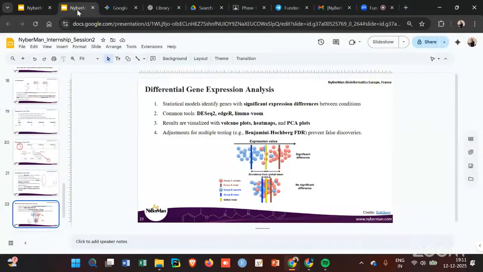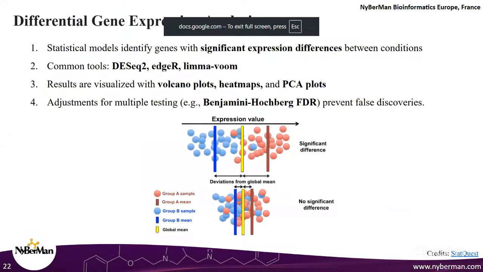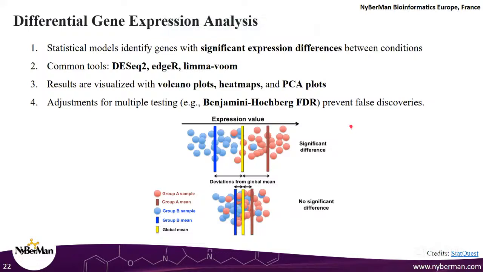So the next step is actually our differential gene expression analysis. Here, basically, what we do is we figure out which are the genes which are significantly different, right? So we try to figure out the group means. For example, if we have 3 samples of group A and 3 samples of group B, for each gene, we figure out a mean of group A and a mean for group B of that gene, and we try to figure out whether the difference in the group means is statistically significant or not, right?